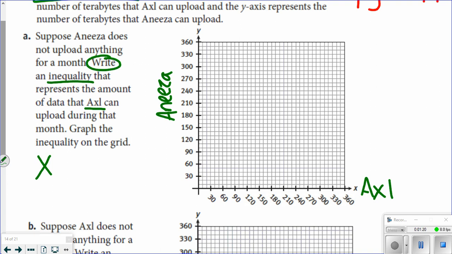So if Anisa uses nothing, Axel can use all 350. And could we be exactly equal to 350? Yes. Can we be greater than 350? No. So X has to be less than or equal to 350.